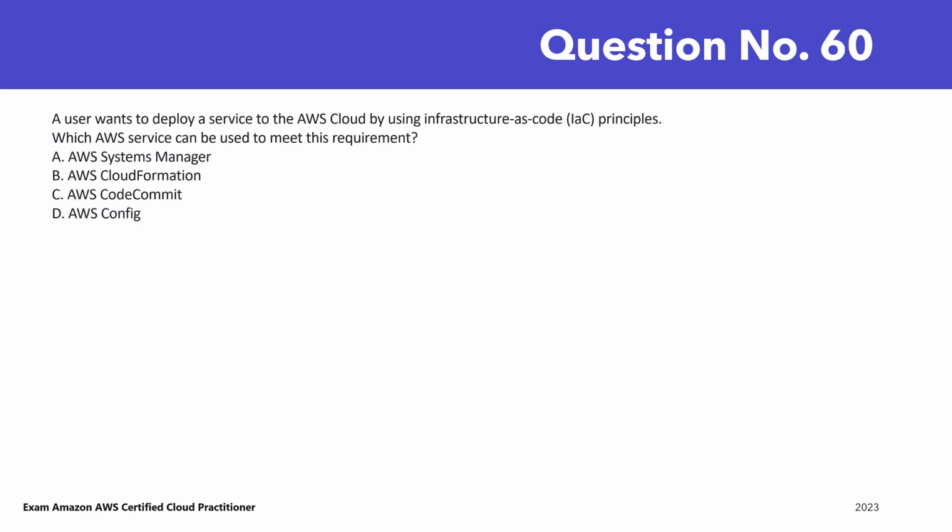A user wants to deploy a service to the AWS cloud by using infrastructure as code, IaC, principles. Which AWS service can be used to meet this requirement? A. AWS Systems Manager. B. AWS CloudFormation. C. AWS CodeCommit. D. AWS Config. Correct answer, B.